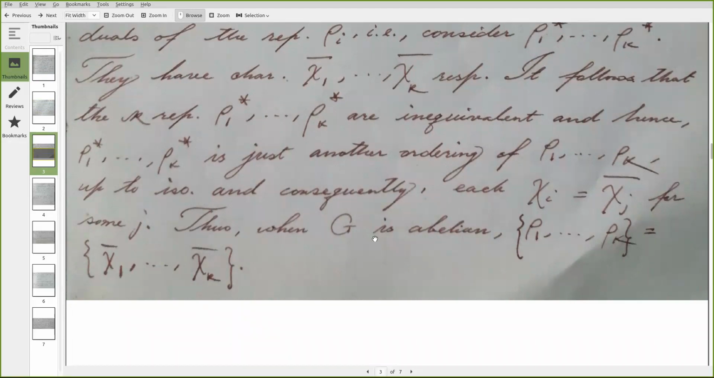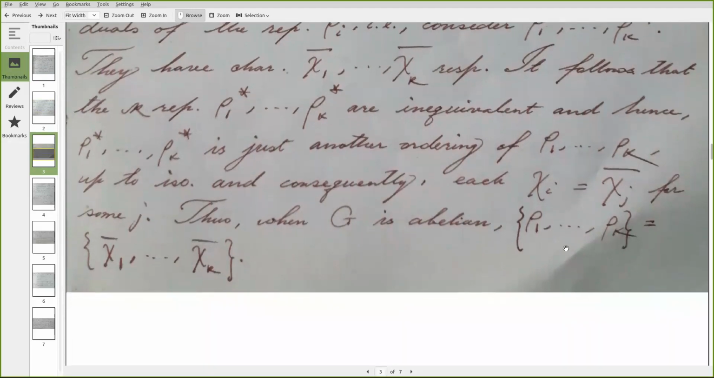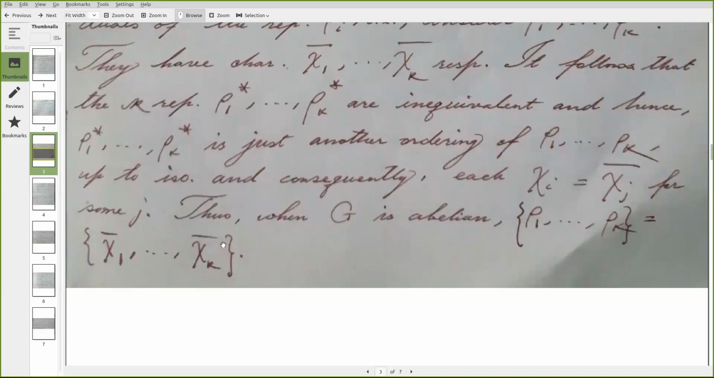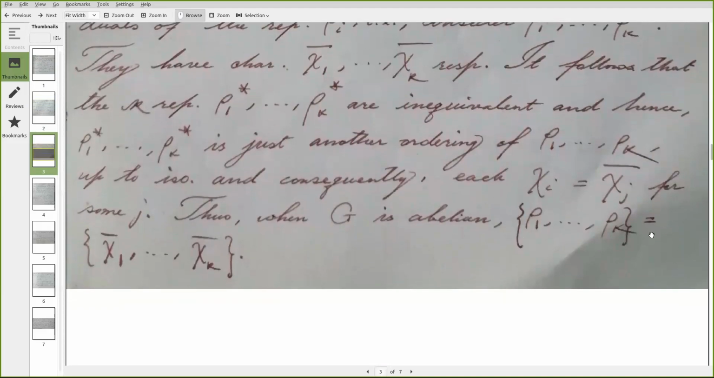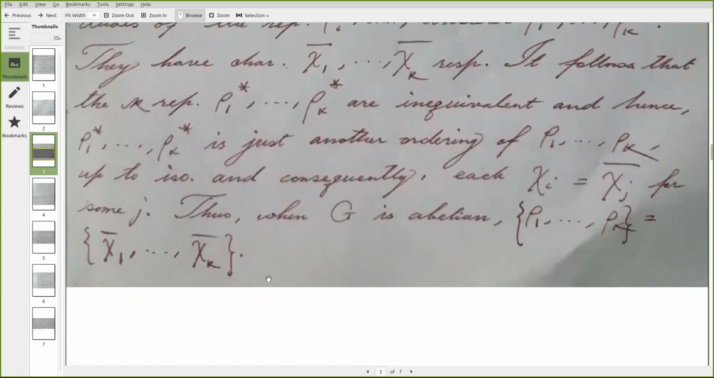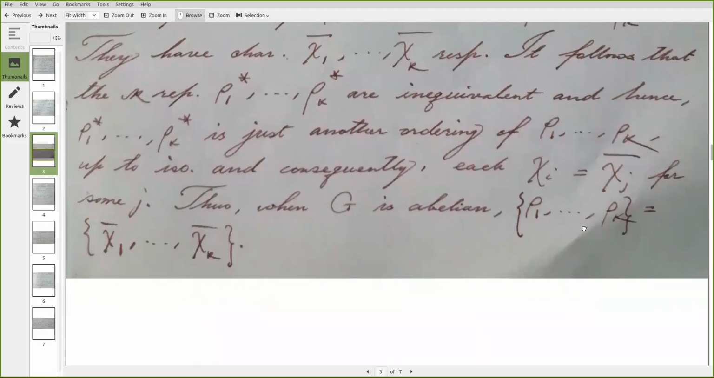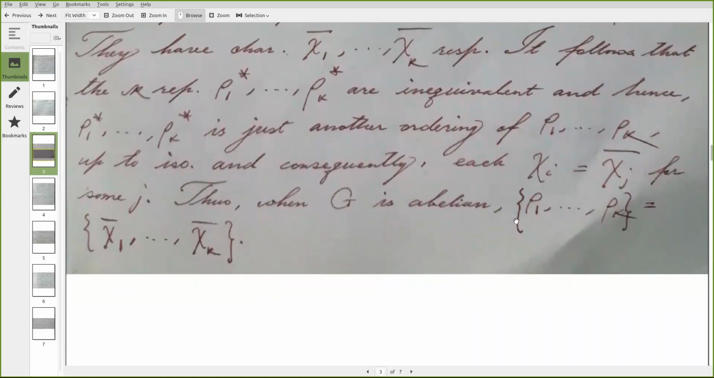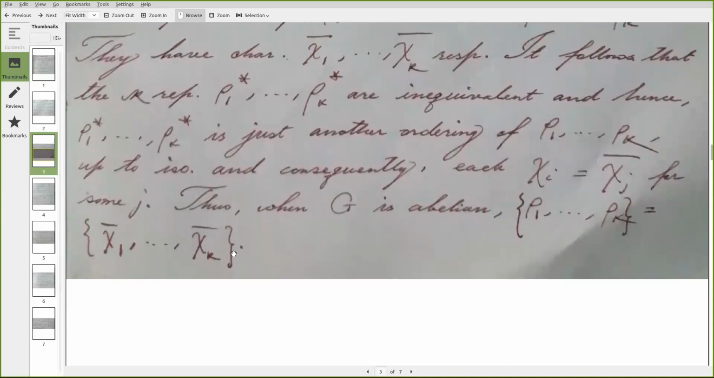we are convinced that when G is abelian, the set of representations rho 1 to rho k is nothing but the set of the characters chi 1 bar, chi 2 bar, and so on up to chi k bar. Recall that in the abelian case, each irreducible representation is identified with its character. So when G is abelian, each rho i is identified with chi i, and this set is nothing but that set.